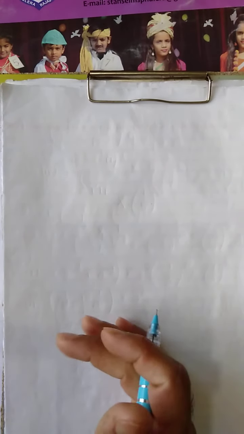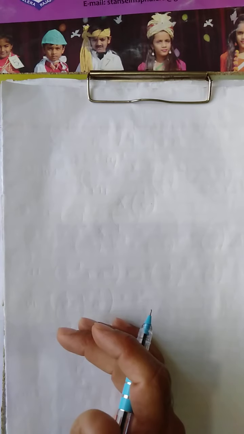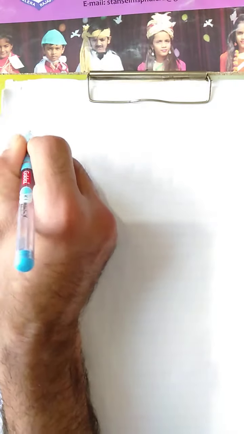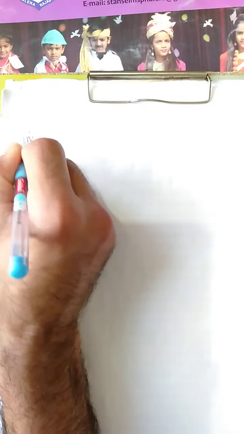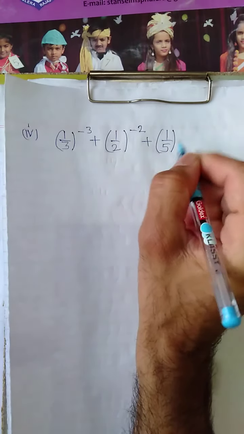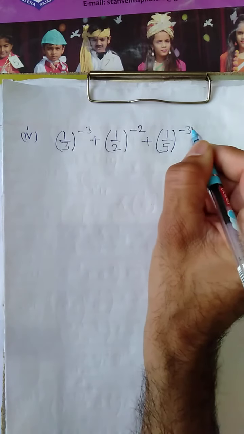Okay, let's do a new question. The next question, the fourth one, I am doing now. After this one, this third question you will try to do by the same method. Fourth one I am doing: 1 upon 3 power minus 3, then plus 1 upon 2 power minus 2, and then plus 1 upon 5 power minus 3, right?